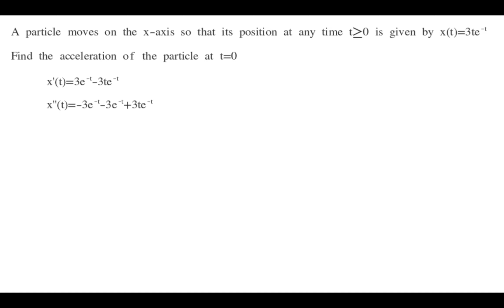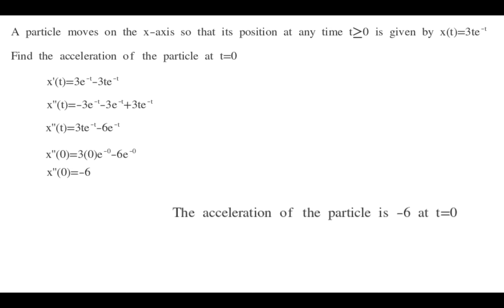Simplified, that is x double prime of t equals 3te to the negative t minus 6e to the negative t. And then, in order to find the acceleration of the particle at t equals 0, we have to plug in 0. When we plug in 0, we get negative 6. So the acceleration of the particle is negative 6 at t equals 0.